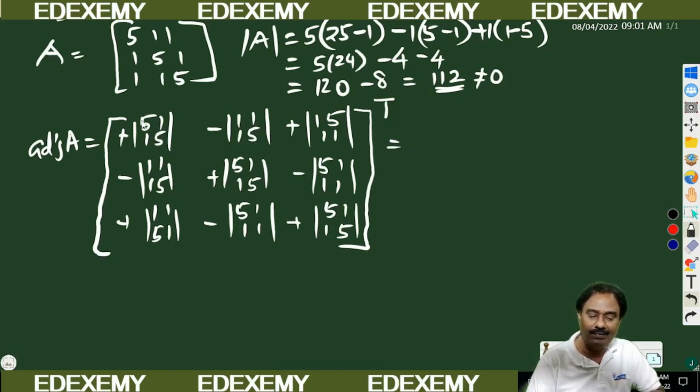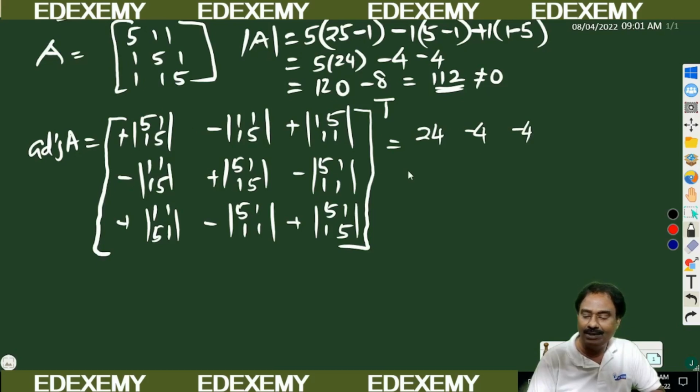You should not forget to put T. Okay. Now find the determinant values. Simplify this. 5 into 5 is 25 minus 1. 25 minus 1 is 24. Okay. 5 into 1 is 5. 5 minus 1 is 4. Minus is outside. Therefore, you put minus 4. Okay. Here 1 into 1 is 1. 1 minus 5 is minus 4.